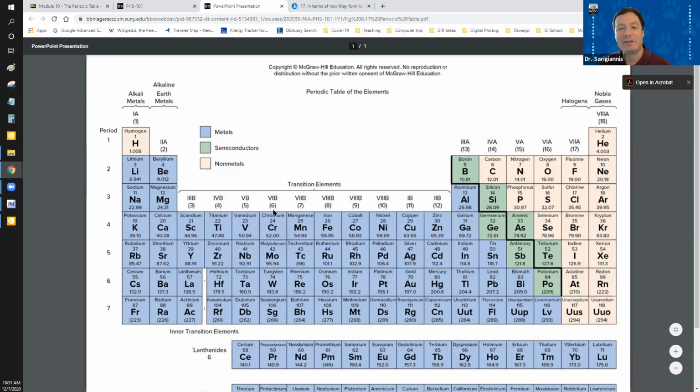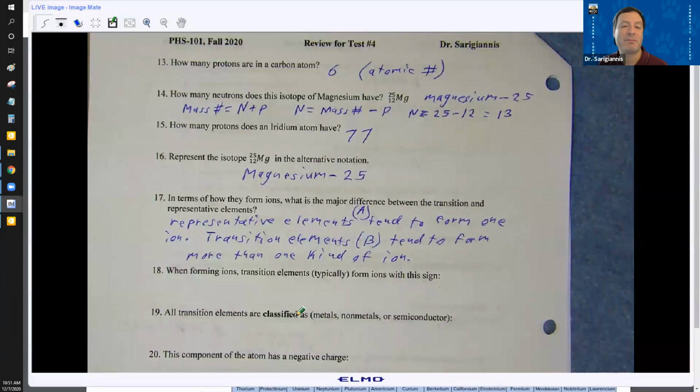The transition elements are all metals. They do form all positive ions. However, they also tend to form more than one kind of ion. So you might get a +2 or a +3. So I wrote that down over here. Remember, the representative elements are all the A groups, and they tend to form one ion. And the transition elements B tend to form more than one kind of ion.